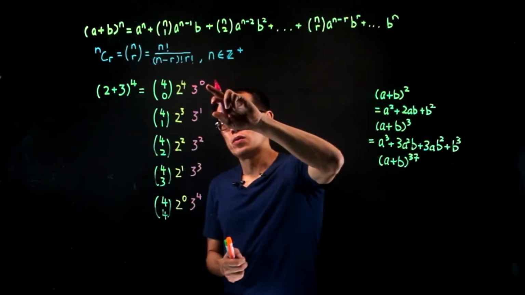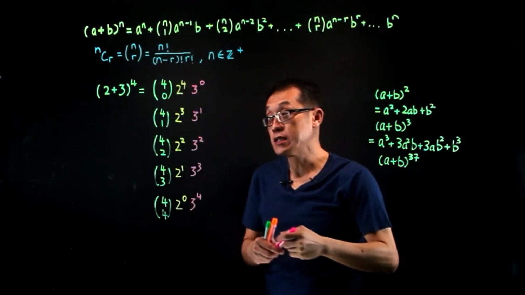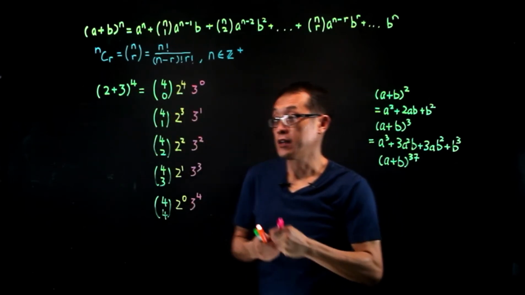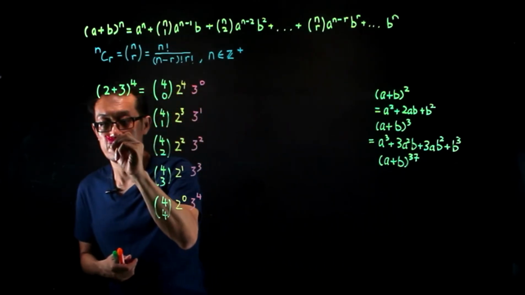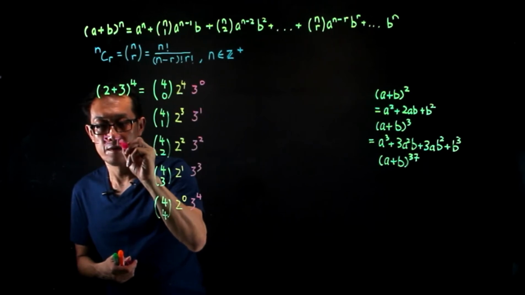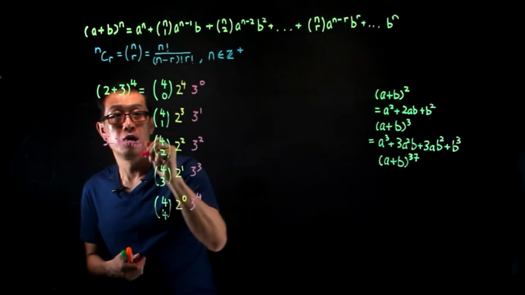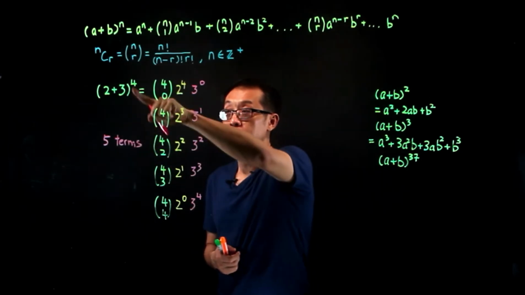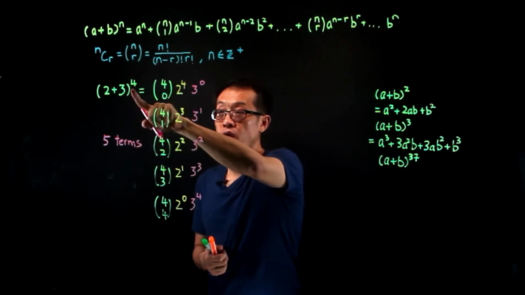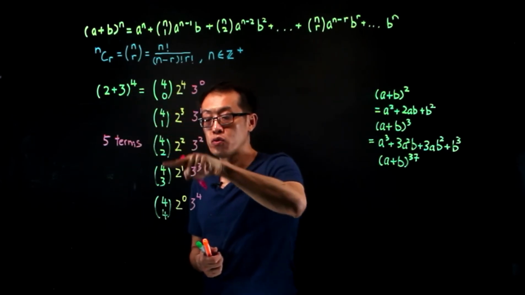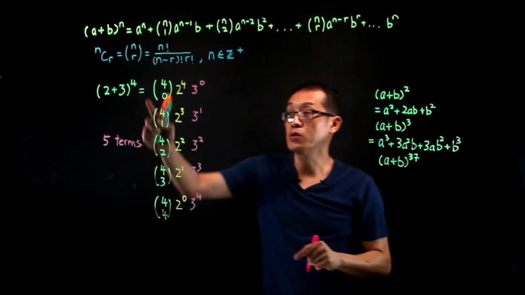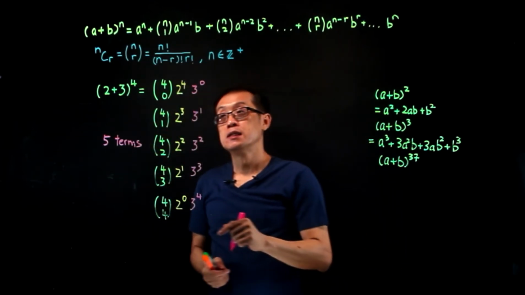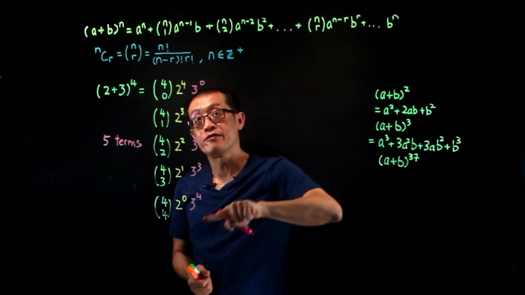Now, you notice a few things here. This is 4. How many terms are there? There are 5 terms, because you start with 0, you end off with the nth term. So n is 4. So 0, 1, 2, 3, 4. Altogether 5 terms. So if you have n, you have n plus 1 terms here. So n is 4, so this is 5 terms.